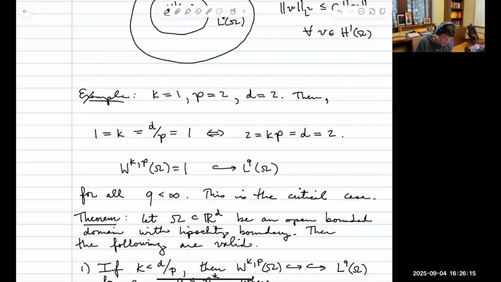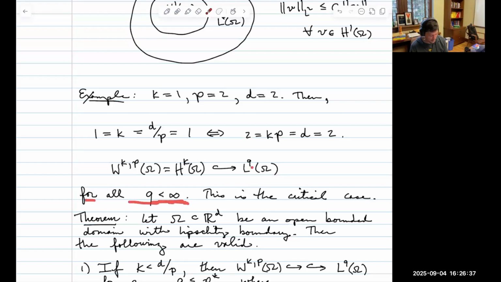So this is precisely just HK, right? And so HK continuously embeds into LQ, but there's no upper limit on Q. So Q can go all the way up to infinity, but not quite exactly equal to infinity. This has important consequences. If it could go all the way up to L infinity, that says that those functions are actually bounded. It says that their essential supremum is bounded, okay, which is an important distinction.